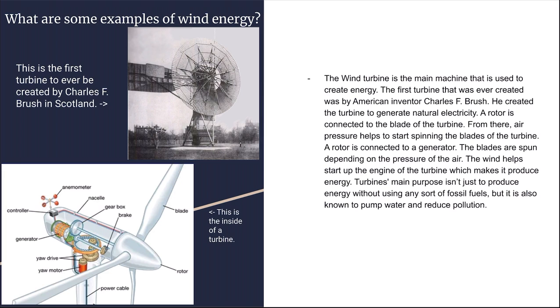A rotor is connected to a generator. The blades are spun depending on the pressure of the air. The wind helps start up the engine of the turbine, which makes it produce energy. A turbine's main purpose isn't just to produce energy without the use of any sort of fossil fuels, but it is also known to pump water and reduce pollution. So the image on the left is the first wind turbine to ever be created, and the second image is basically the inside of the wind turbine, what is connected to it, and how energy is generated.